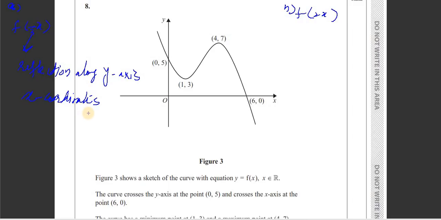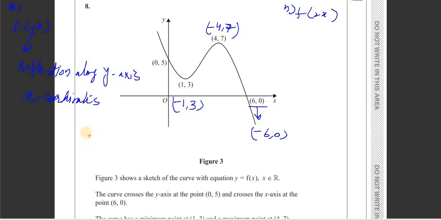So you can say that this 6,0 will become minus 6,0 after reflection. So 1,3 becomes minus 1,3. 4,7 becomes minus 4,7, and 0,5 is already 0, so you don't need to think about it. You just need to reflect the graph along the y-axis, and these are the new positions of all these given points.